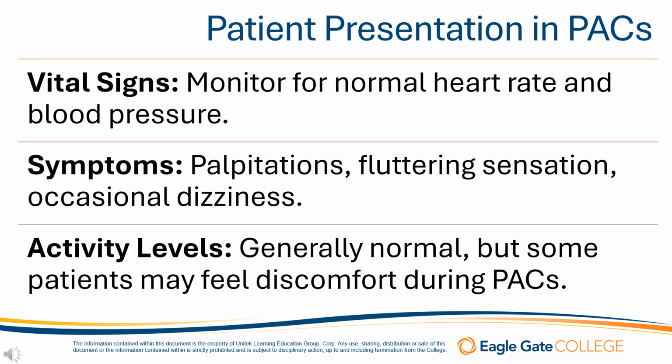Now let's discuss how patients with premature atrial contractions typically present. When assessing patients with PACs, it's crucial to monitor their heart rate. PACs may cause occasional irregularities in the pulse, but overall, the heart rate should generally fall within the normal range. If the PACs are frequent, they can lead to noticeable fluctuations in heart rate. Therefore, it's essential to document any irregularities and assess if they correlate with the patient's symptoms.